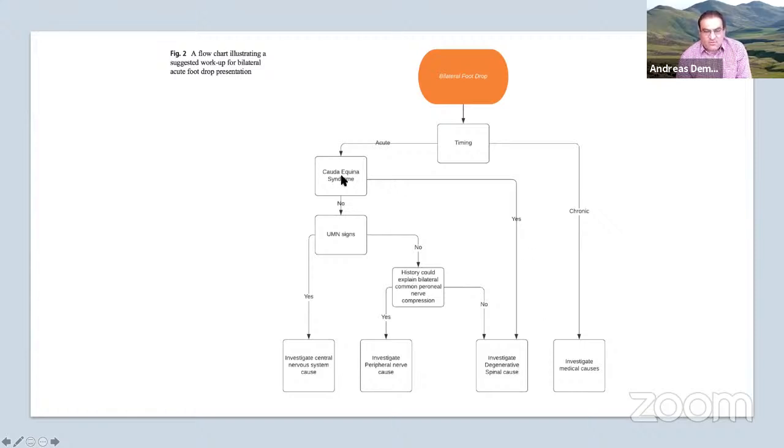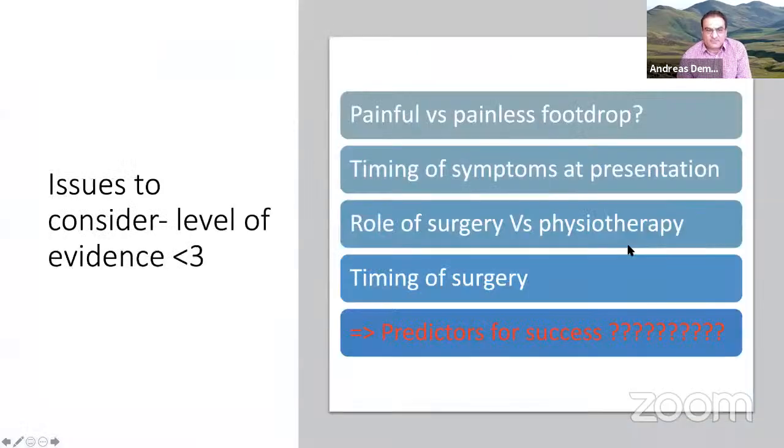If it is not with cauda equina syndrome, and if there are no upper motor neuron signs, then again, question, could the history explain common peroneal nerve palsy? If it does, the investigations will be different. If it doesn't, again, spinal. And if there are indeed upper motor neuron signs, the imaging will obviously be not just lumbar spine.